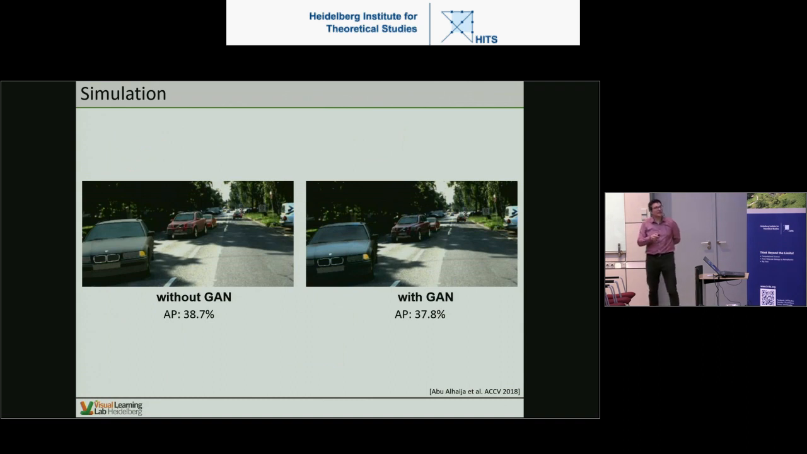So first of all, this is without the GAN realism, and this is then with the GAN, and you see these cars blend much better into the background. And you also get, sorry, these ones are swapped, should be 38 here, 37 here. You also get a 1% improvement.